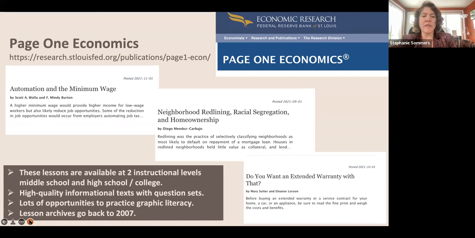There are archives for these lessons going back to 2007. And to me, when I was looking through, it looked like they came out every month. So if you multiply 10 or 12 a year over all of those years, you will see that there are quite a few of these for you to look through and search to see if there is one that would match up with a topic that you want to talk about. When you download these, you get the text and then an informational question set. And so they are great lessons.